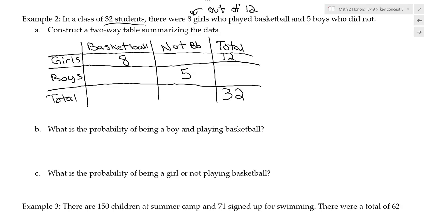Okay. So now, we're filling in our pieces. The first thing we're going to do as girls, we did not play basketball. Well, if 8 played basketball and there's 12 total, right? 8 plus 4 equals, so that's kind of how we can think about it. All right, 8 plus 4 equals 12.